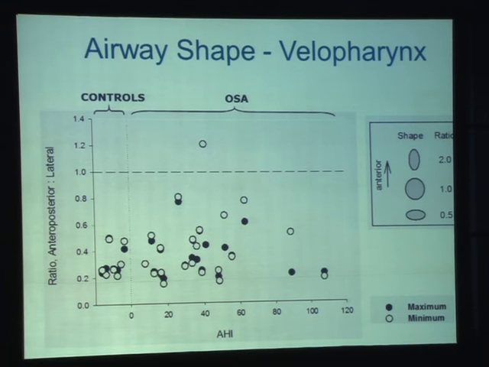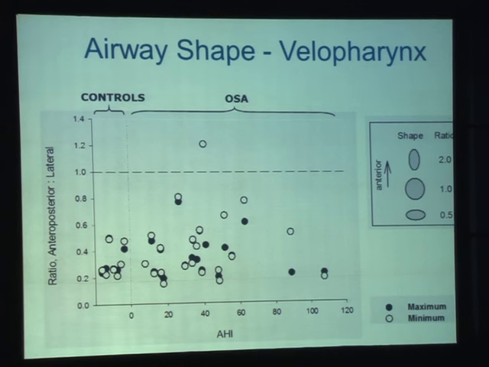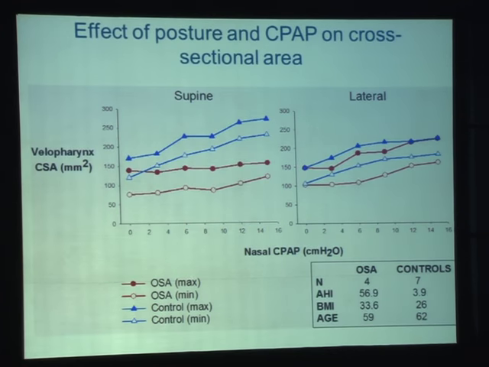That's just making the point that whether you measure the shape of the airway during inspiration or during expiration, that's the shape of the airway that we see. The other point is that the cross-sectional area of the airway is consistently smaller in patients with sleep apnea. It increases with CPAP, but the shape doesn't particularly change.